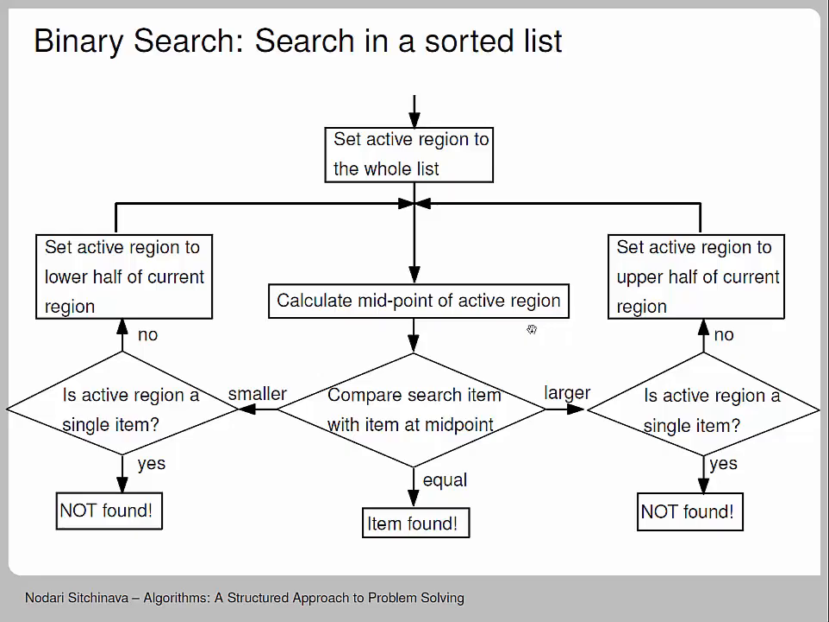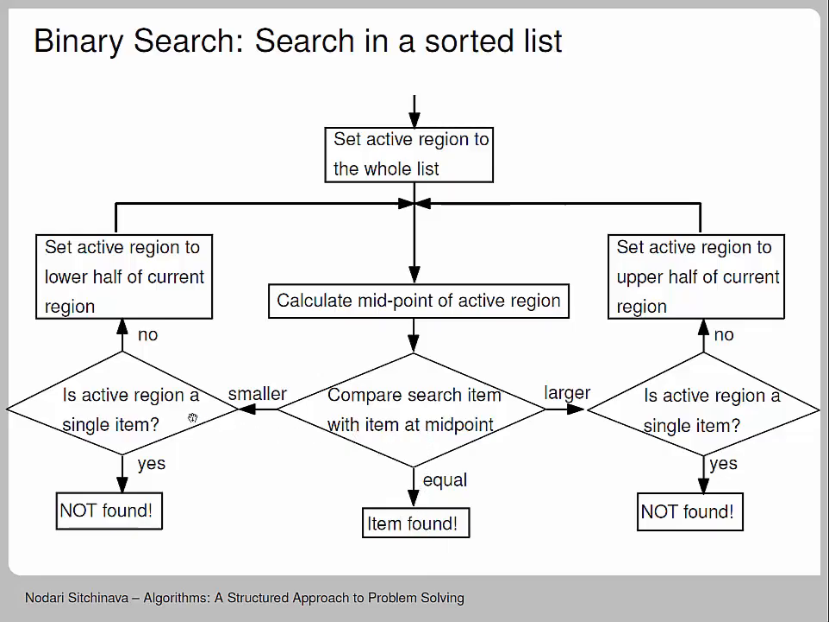We start by setting an active region to the whole list. Then we continue by checking the midpoint of this active region. We compare the item we're looking for to the item at the midpoint. If it's equal to that number, then we say the item is found and we are done.